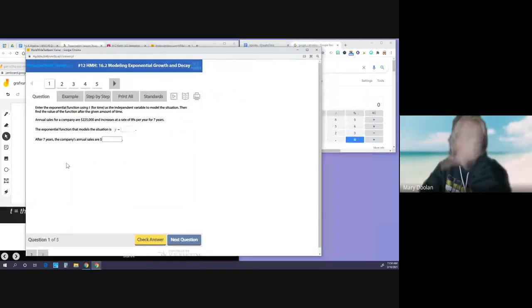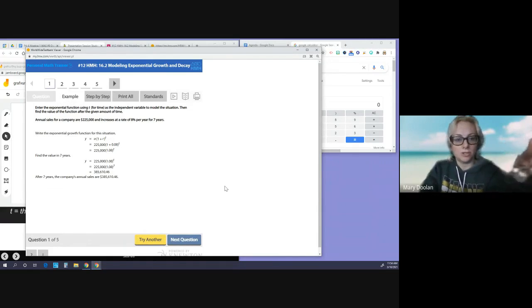So here's my problem from HMH, and it's asking me for an exponential function that models the situation. And after 7 years, the company's annual sales are blank. How does it want me to enter it? Is it picky about things? Those are kind of questions that you might have. So what I would suggest to you, if it's not real straightforward, before you even start it, look at the example of it. You can do this. You click example and it gives you the answer.